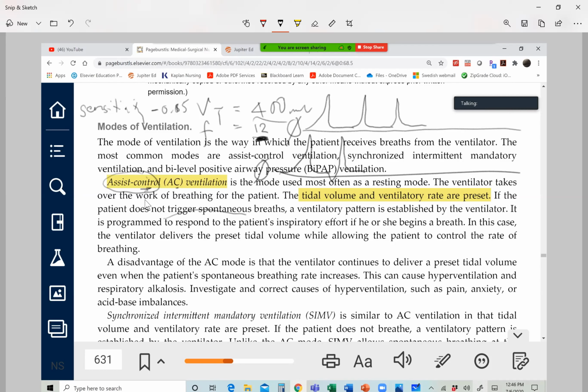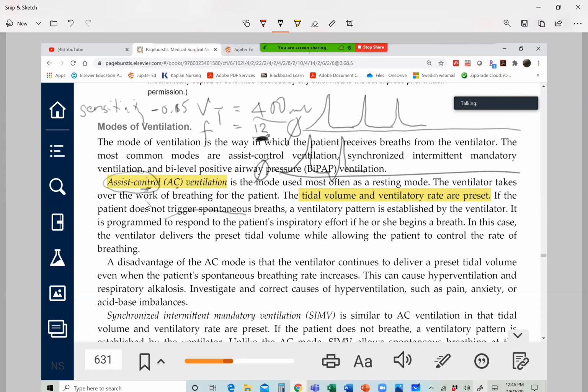Meaning in between these breaths here, the patient is allowed to breathe. They can initiate a breath. However, the one thing they cannot control is the tidal volume. They cannot control how much tidal volume they receive, because the vent is in charge of that part. So the only thing the patient can control is the additional rate. The patient can breathe faster than the vent, never lower though, because again, the vent will deliver 12 regardless. And the other thing the patient can control here is the rate.